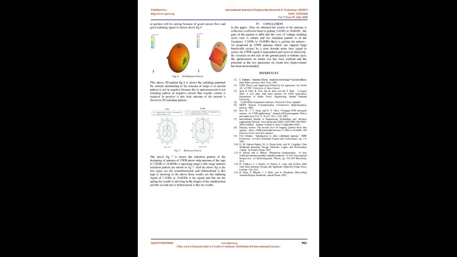This 3D pattern in figure 6 shows the radiating pattern of the current surrounding the antenna across the ranges. The current pattern is not negative, because the antenna current does not radiate a pattern in negative current; the wave current is required to be positive. The current of the whole antenna is shown in the 3D radiation pattern.